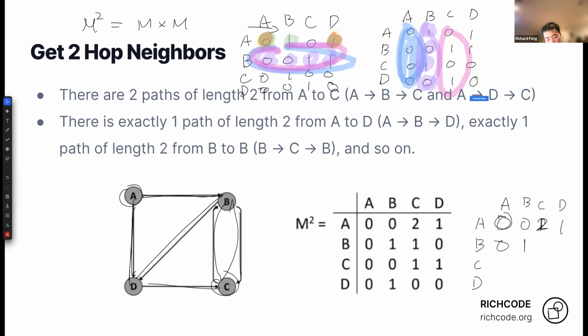And then the third column, 0 times 0 is 0, 0 times 1 is 0, 1 times 0 is 0, 1 times 1 is 1. Yeah, so we have 1, 1. And then I'm not going to do the rest. You can go through all the multiplication, but this is basically how you multiply two matrices together.